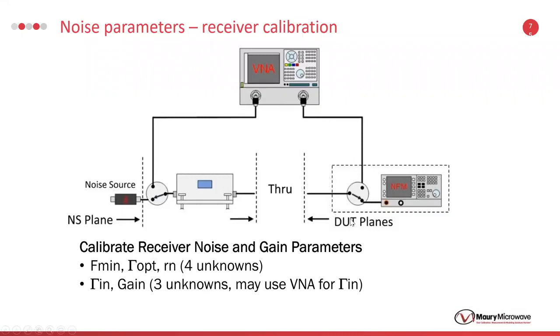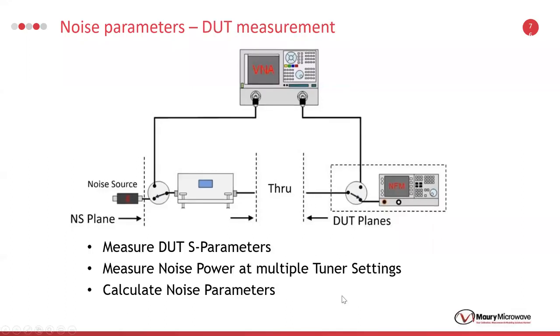A receiver is everything you see here. It means it can be an NFM. By the way, this is using a noise figure meter, but we can use the option 29 of a VNA, of the PNA-X, and we can have this connected to port 2, and we can use everything from the VNA. But just for the sake of illustration, we have the VNA and we have the noise figure meter. So the noise figure meter plus the switches represents in fact the receiver, and we need to calibrate this receiver, okay, to this DUT reference plane. So we need to find the noise parameters of this receiver to be able to do the calculation. Then we measure the DUT, the S parameters of the DUT. We do the measurement of the noise power by changing the tuner positions, and then we calculate the noise parameters.